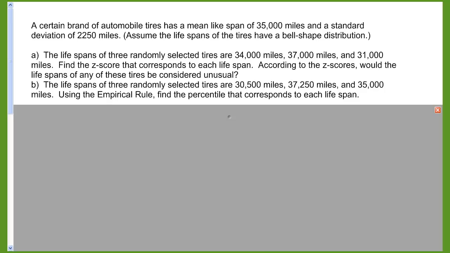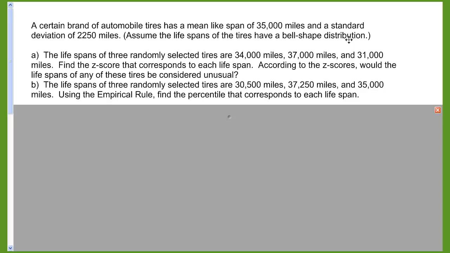This is chapter 2.5, and the question says a certain brand of automobile tires has a mean lifespan of 35,000 miles and a standard deviation of 2,250 miles. Assume the lifespans of the tires have a bell-shaped distribution.